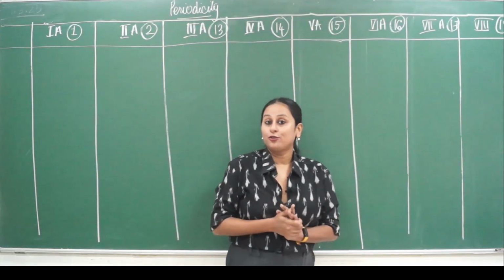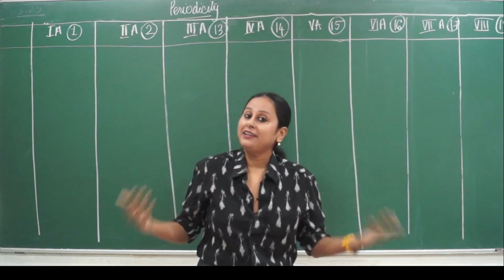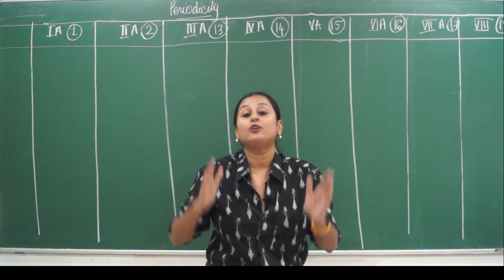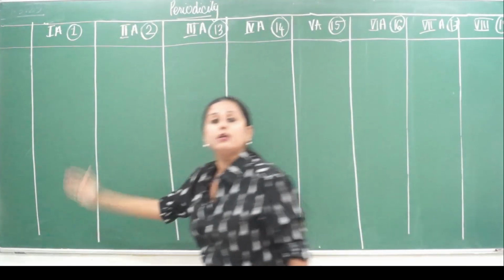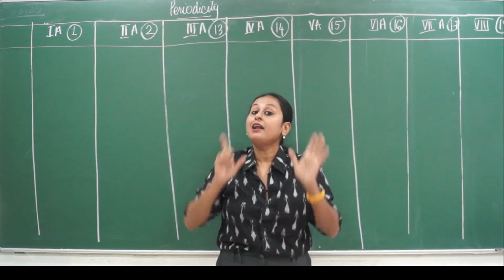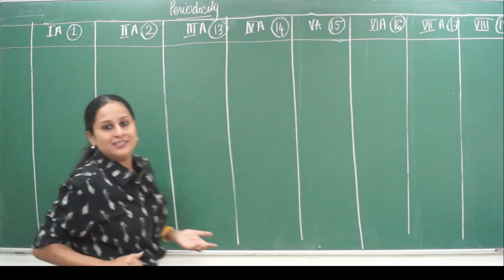So now we are going to draw our periodic table. That's going to be your modern periodic table, where elements are arranged in the increasing order of their atomic numbers. Now let us look at the vertical columns. How many vertical columns are there in the modern periodic table? There are 18, but I have drawn only 8. What is the reason for that?